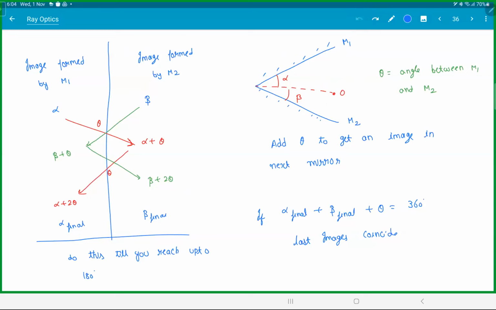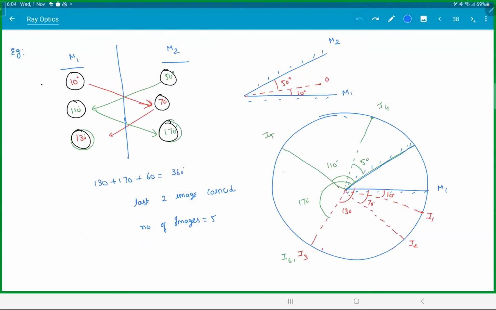Then you just keep adding, beta plus theta. This is the image of the image, which is formed in M2. You keep adding theta, theta, theta, till the angle exceeds 180 degrees. If it is exactly 180, we don't care. You should take it until less than 180. And then finally, if you add all these angles and it comes equal to 360, the last two images coincide.